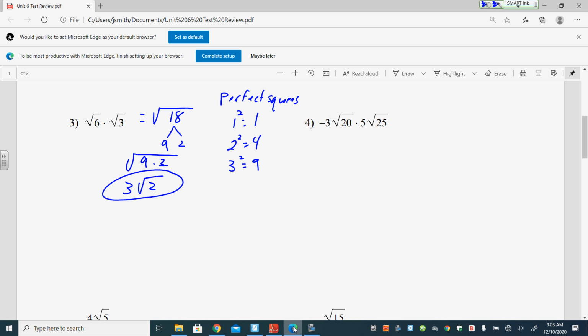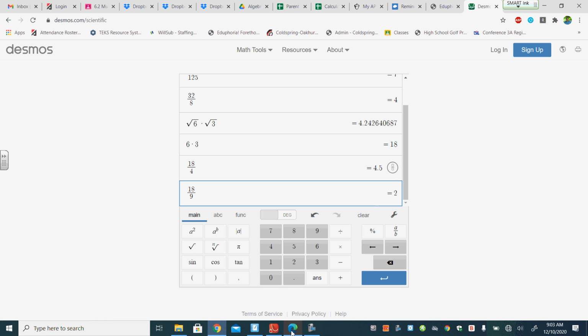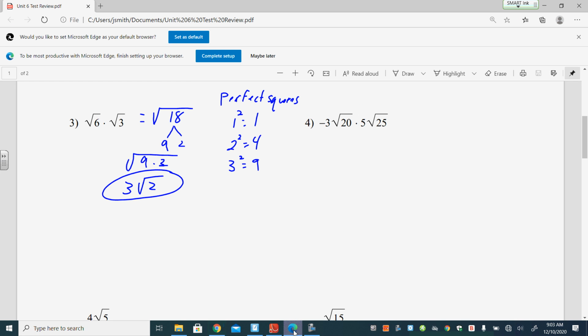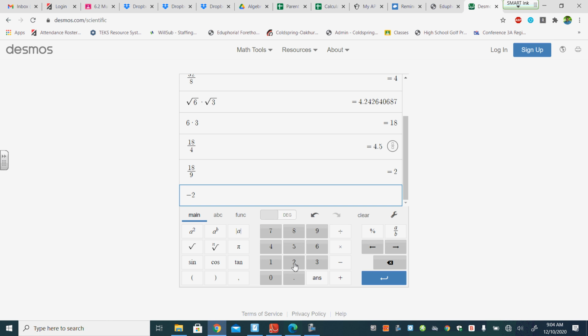Coming over here on 4, you can try again to multiply it as is and hope for the best. So let's see. Is there a certain negative icon, or can we just do that? So you can just do a minus for your negative, and it was negative 3 square roots of 20 times 5 square root of 25. It did not come out perfect.